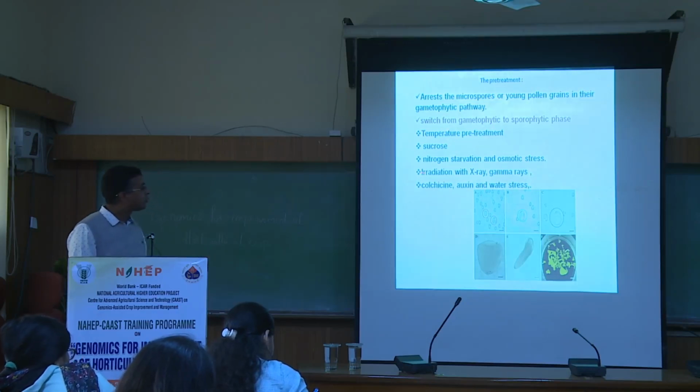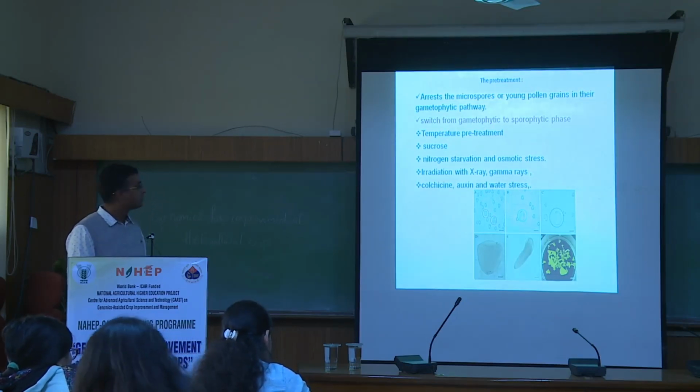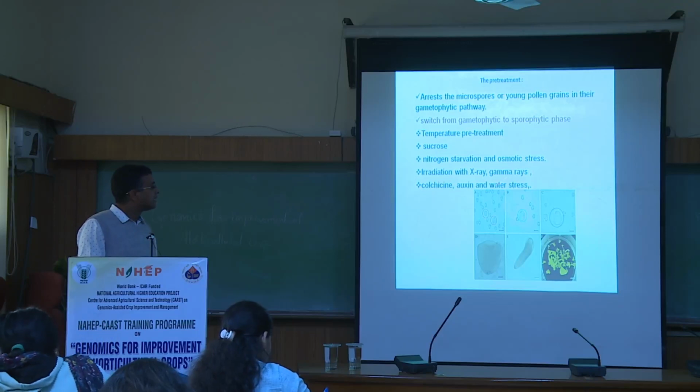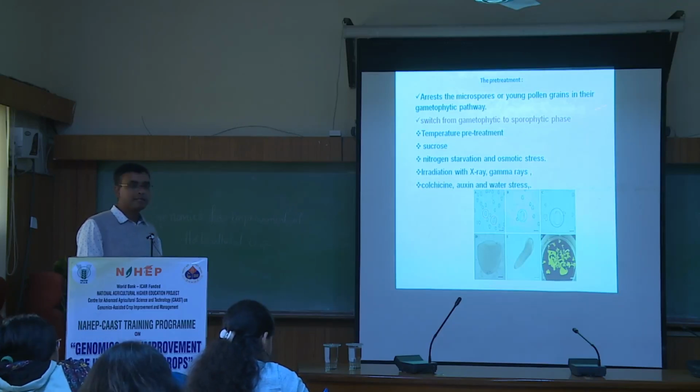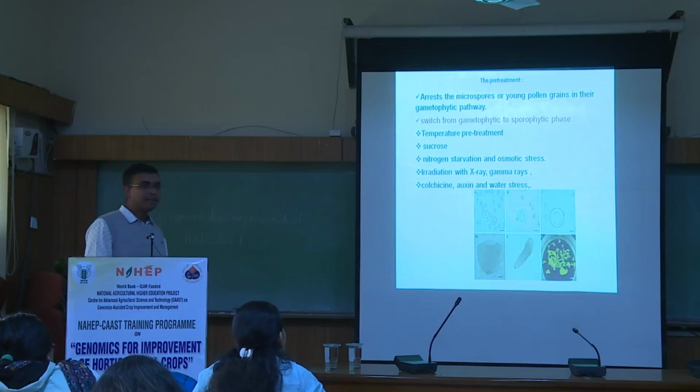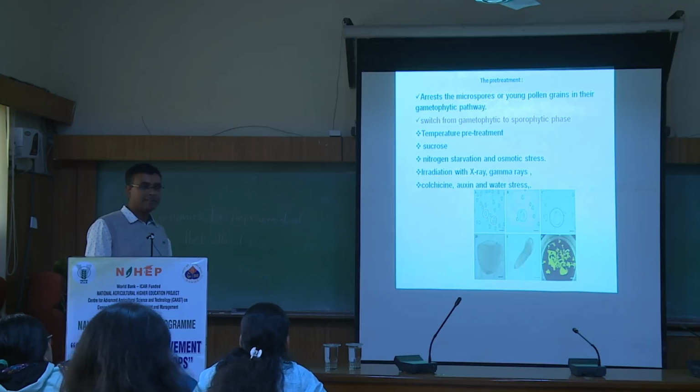Besides temperature, a high level of sucrose can be used, no? Nitrogen starvation, osmotic stress, and all those things can be done. But most of these are generally theoretical. Only the temperature pre-treatment is most commonly used, because that is practically very convenient for us, no? We cannot do X-rays and all those things every time, no?